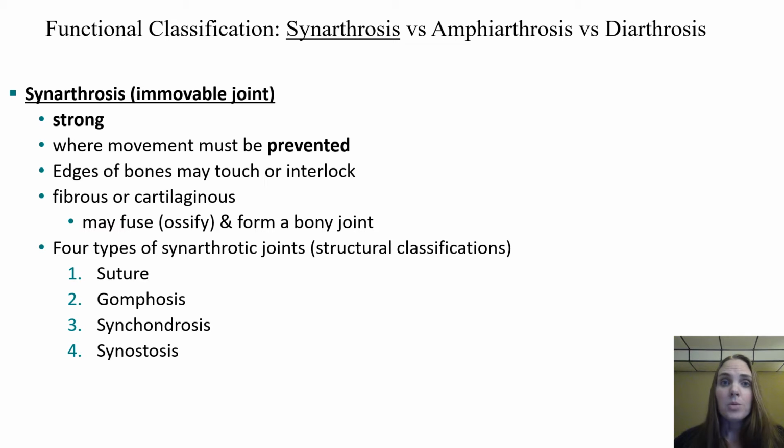The edges of the bone may actually touch or interlock like a puzzle, and we can have a fibrous or cartilaginous connection there. Over time, some of them actually may fuse or ossify and form a bony joint. There are four structural classifications of synarthrotic joints. Remember, structural is talking about the anatomy. So we have the suture joints, the gomphosis, synchondrosis, and synostosis.